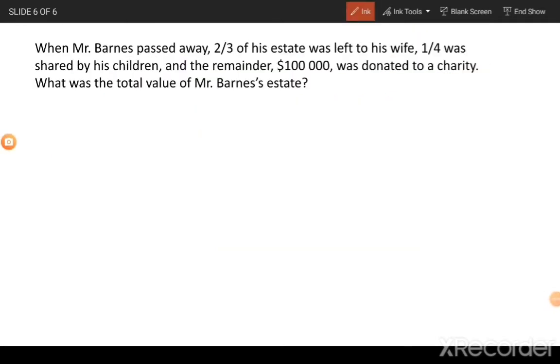Our 5th question is another word problem. Mr. Barnes, who passed away, left 2/3 of his estate to his wife, 1/4 to the children, and the remainder was donated to a charity.